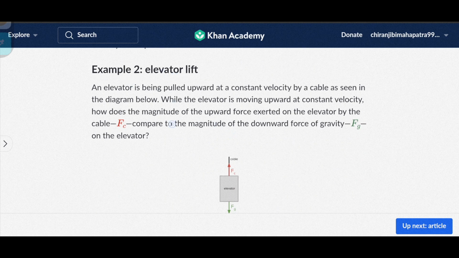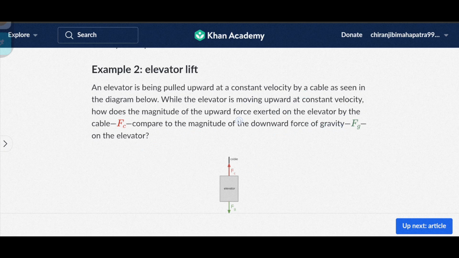Let's see example 2. An elevator is being pulled upward with constant velocity by a cable, as seen in the diagram below. Constant velocity means no net force. While the elevator is moving upward at a constant velocity, how does the magnitude of the upward force exerted on the elevator by the cable compare to the magnitude of the downward force of gravity?